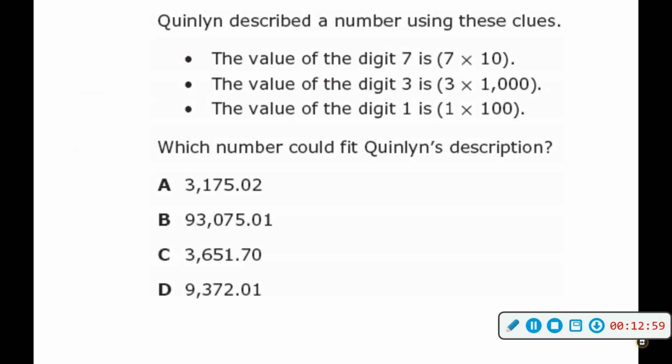Quinlan describes a number using these clues, which means I don't care what the number says as long as it has these in that number. Now there's a lot of ways to solve this. One of the ways here is to go ahead and write what it says. So I'm going to create place values, and I'm going to fill in what I need. There's a 7 in the tens place, there's a 3 in the thousands, and there's a 1 in the hundreds.